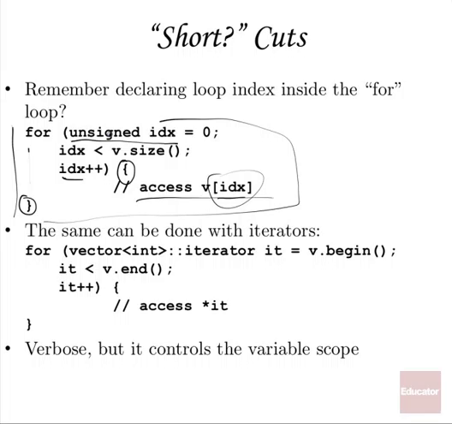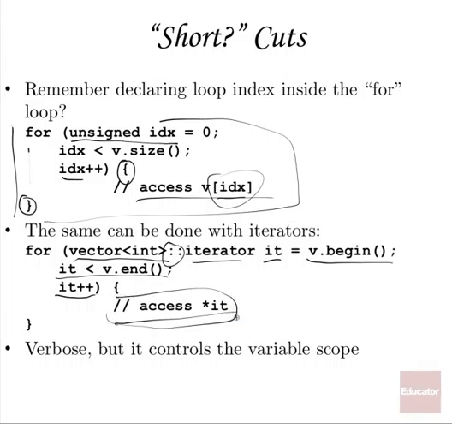You can do the same thing with iterators. So here we have a vector int, the namespace operator, iterator, it is set to the vector beginning. We will loop until we get to the vector end. We'll go to the next iterator on each loop, and then we access what the iterator is pointing to. And it's verbose, which is why I put short in quotes, but it does control the scope of the variable. This it cannot be used anywhere else except inside of this for loop, which gives you a certain amount of protection against all sorts of nefarious bugs that might creep up on you if you happen to use it accidentally somewhere else or someplace where it's not appropriate.